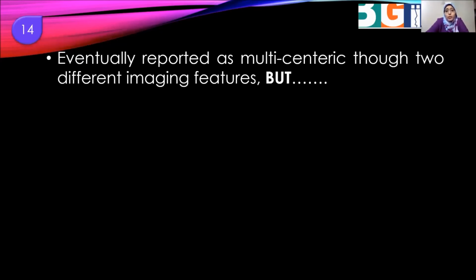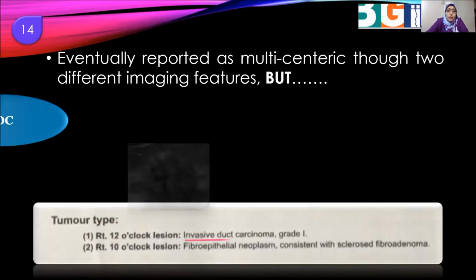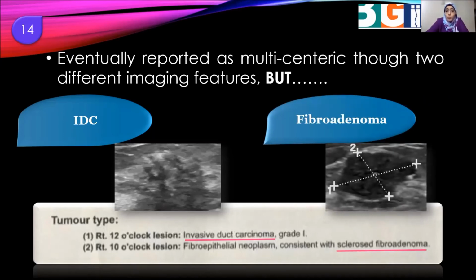So eventually reported this as a multicentric process with different imaging features, but all are suspicious. But actually the pathology was that the echogenic lesion proved to be an invasive ductal carcinoma, while this more hypoechoic lesion was a sclerosed fibroadenoma. In spite of both being at 10 o'clock and 12 o'clock, they are two different pathological diagnoses and two different imaging features.